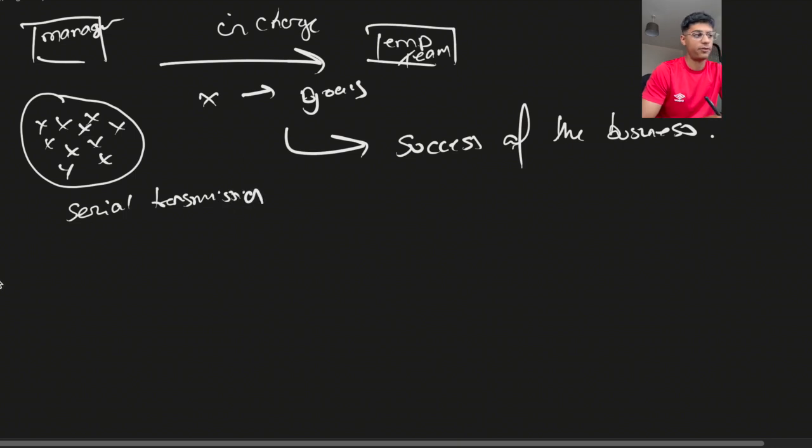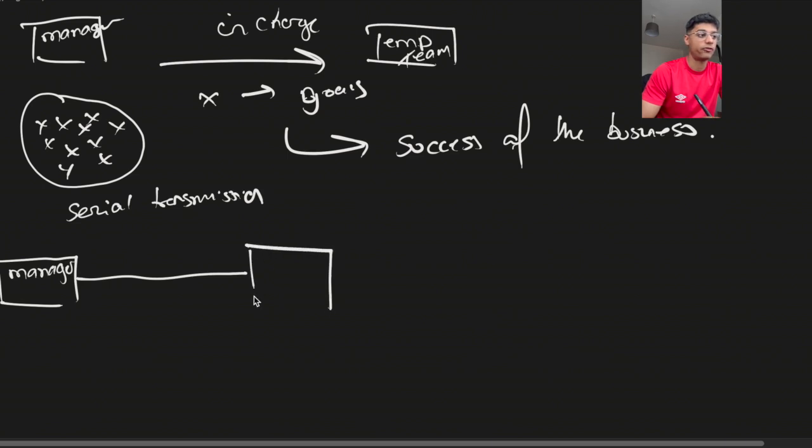And say we have, as mentioned, your manager, who's in charge of his or her team. And imagine in serial transmission, as you said, there's one communication line. So in this case, we have one communication line connecting the manager and his or her team. Now, say you have X number of goals which need to be completed.